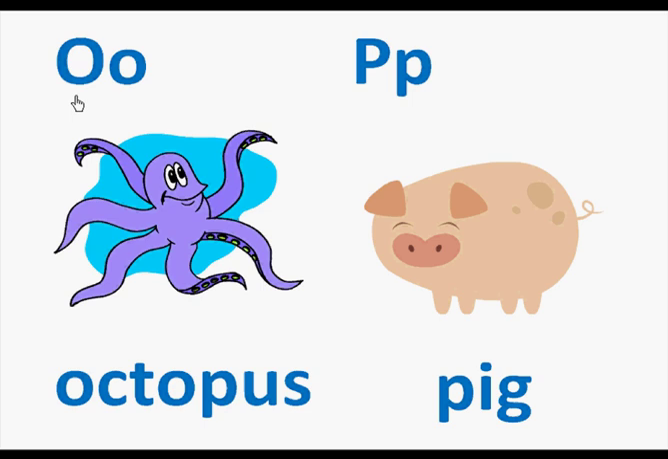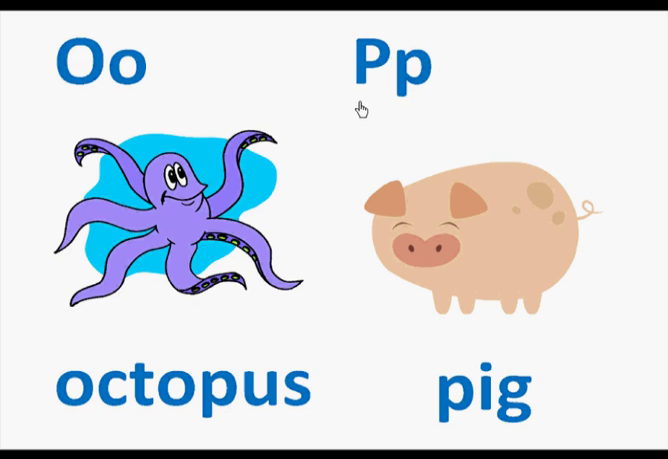Here we have the capital O, the small o, a picture of an octopus, the word octopus. The letter O makes the sound ah. So we'll read this page. O, octopus, ah.